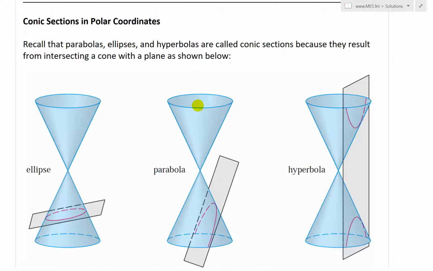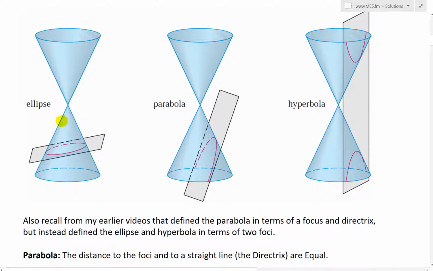So first off, recall that parabolas, ellipses, and hyperbolas are called conic sections because they result from intersecting a cone with a plane as shown below. So if you have a two-sided cone like this, an ellipse is cutting cleanly through one of them, and a hyperbola is cutting through one side, and then it goes through at the bottom over there. So that's the hyperbola.